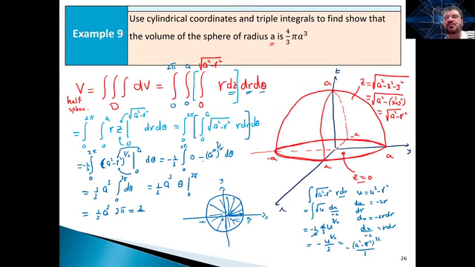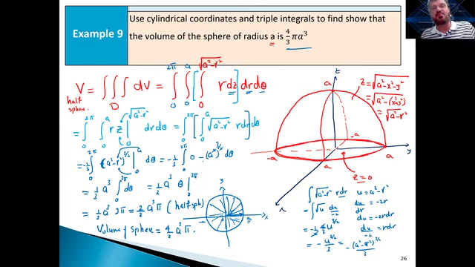So this is the answer. So the answer is 2/3 a cube pi. This is, guys, the volume of half sphere. So for the whole sphere, what do you multiply with? Don't forget, this is half sphere. So we can say that the volume of sphere is, multiply this by 2, you get 4/3 a cube pi. And this is exactly what you have here, guys.